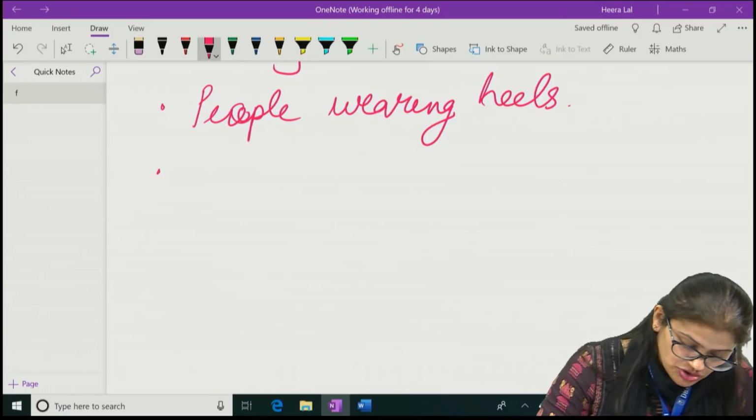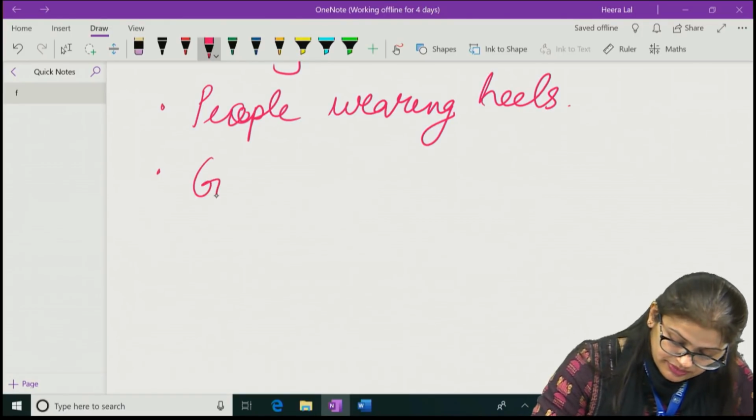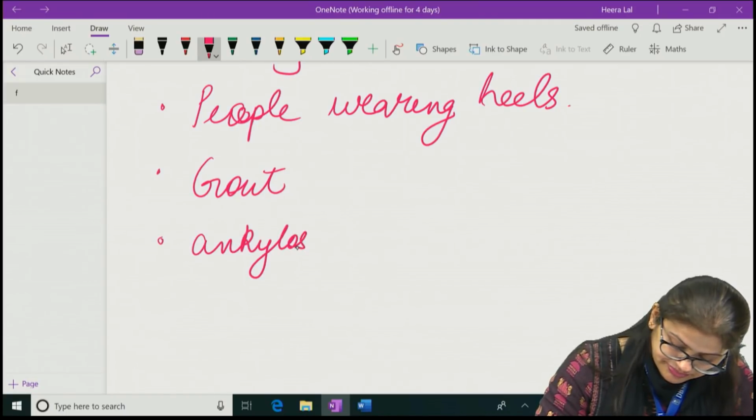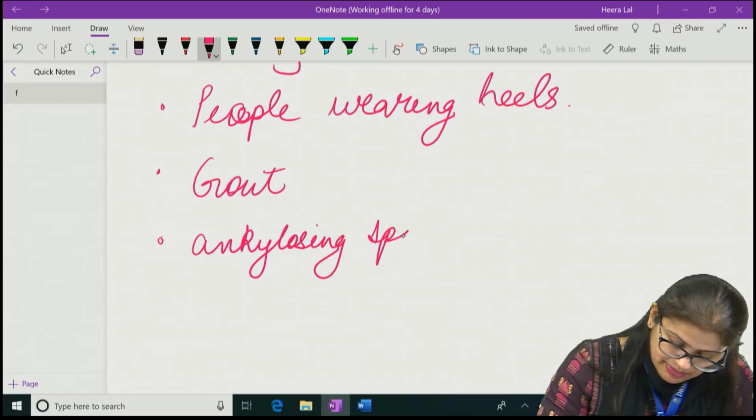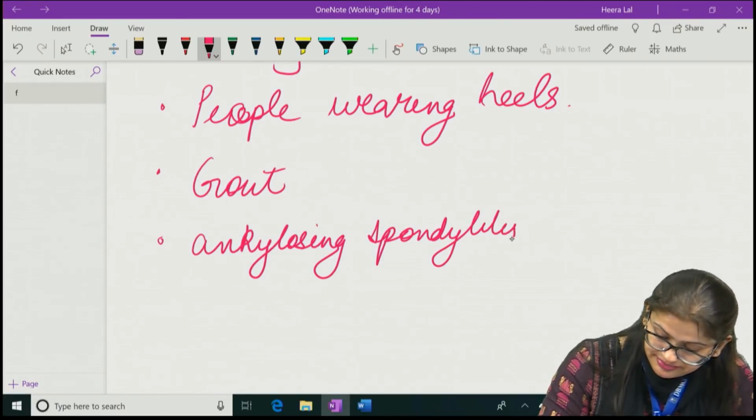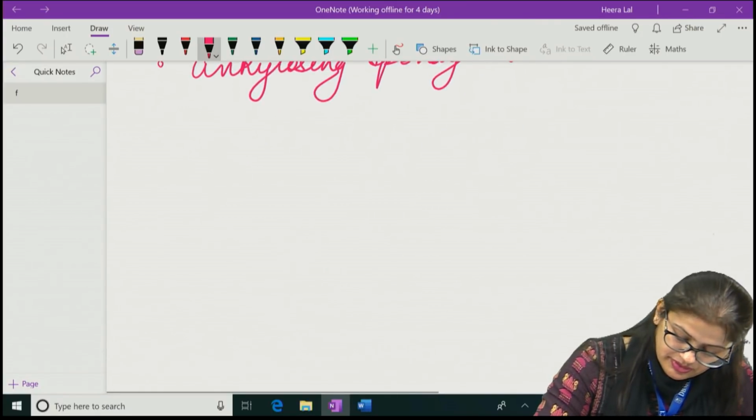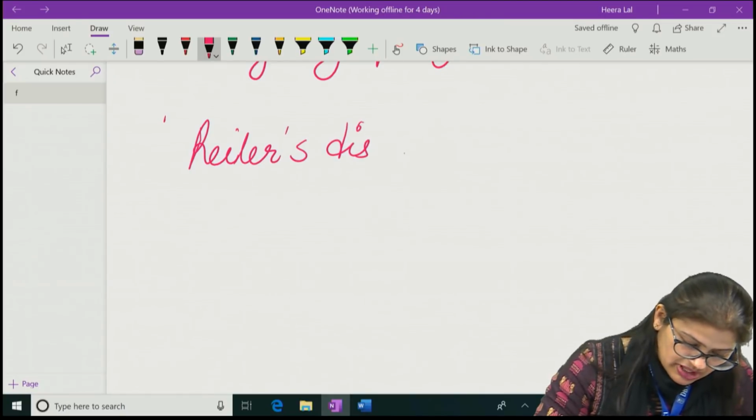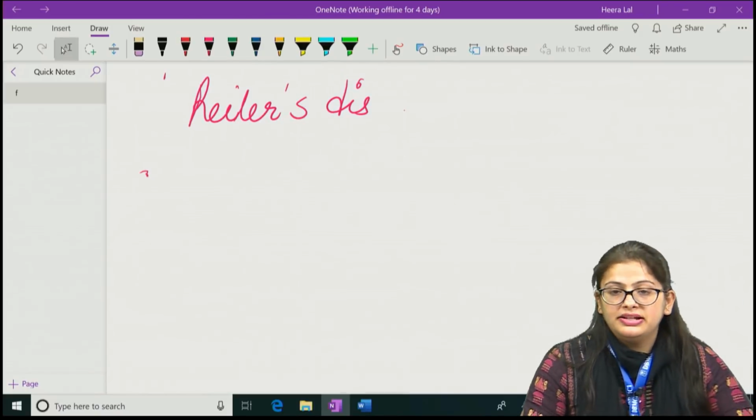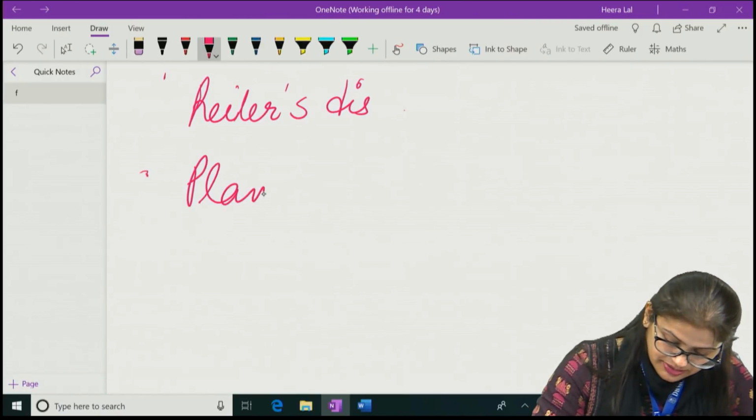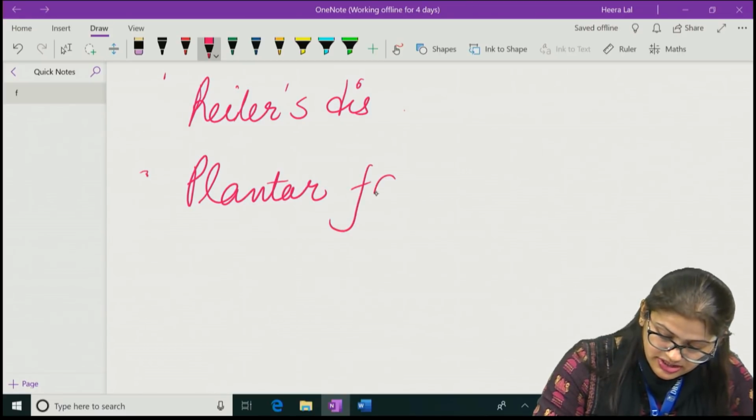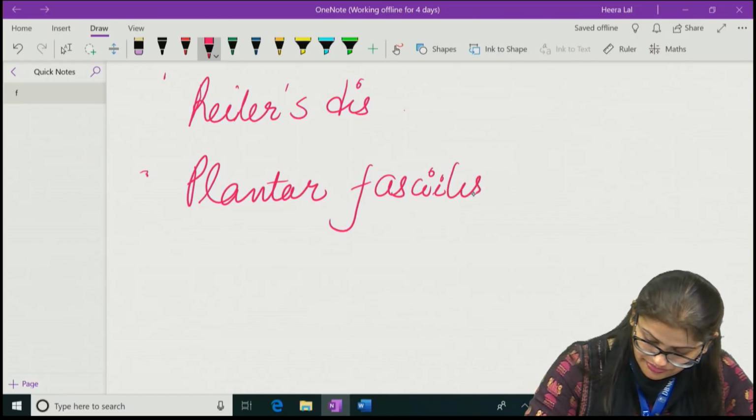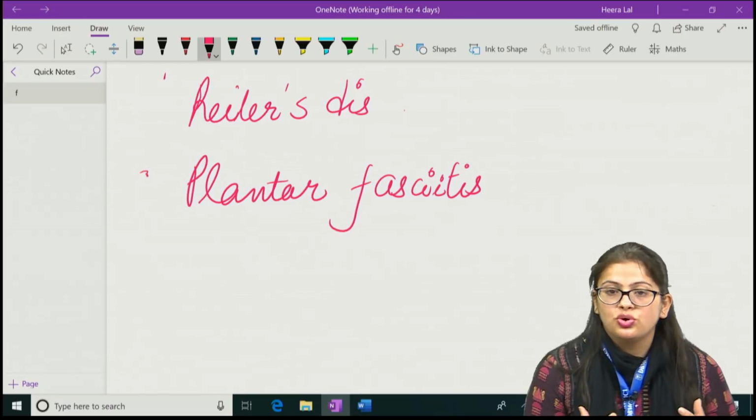Other inflammatory disorders where this can be seen include gout, ankylosing spondylitis, and Reiter's disease. Another important cause of calcaneal spur is plantar fasciitis. So these are the important causes of this bony outgrowth that occurs on the calcaneum, which results due to constant stress over the foot bone.